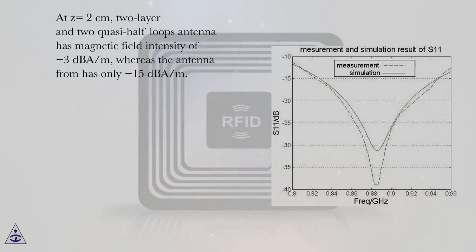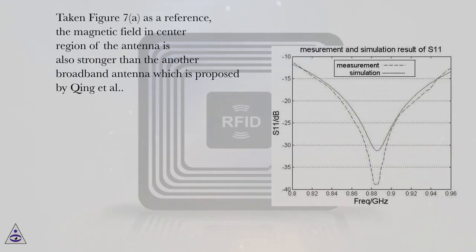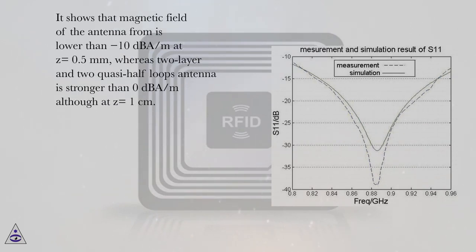At z equals 2 cm, the 2-layer, 2 quasi-half loops antenna has a magnetic field intensity of -3 dB/m, whereas the antenna from has only -15 dB/m. Taking Figure 7a as a reference, the magnetic field in the center region of the antenna is also stronger than the other broadband antenna proposed by Ching et al. It shows that the magnetic field of the antenna from is lower than -10 dB/m at z equals half a millimeter, whereas the 2-layer, 2 quasi-half loops antenna is stronger than 0 dB/m even at z equals 1 cm.